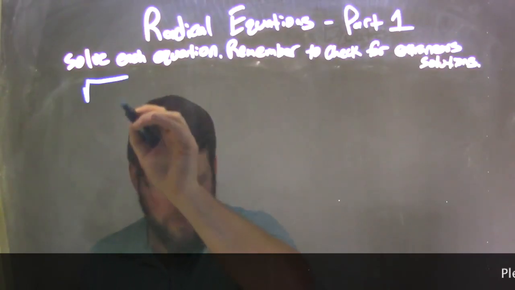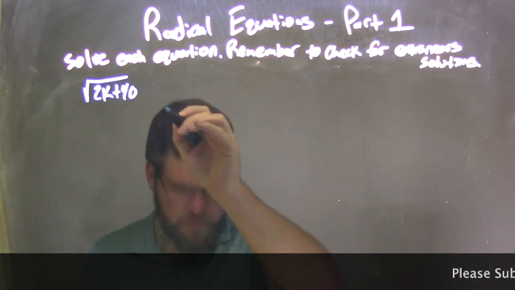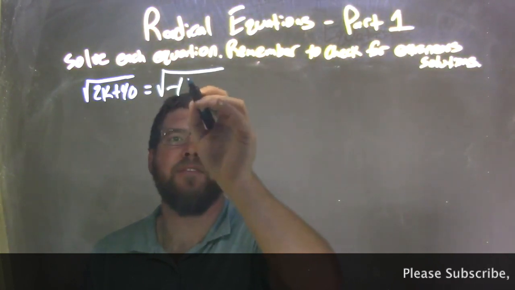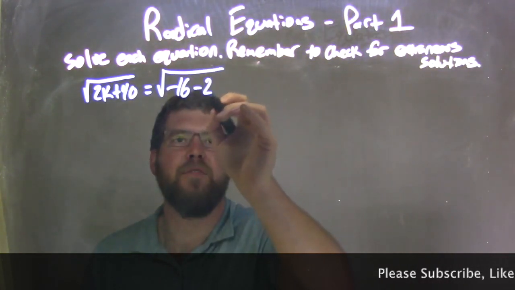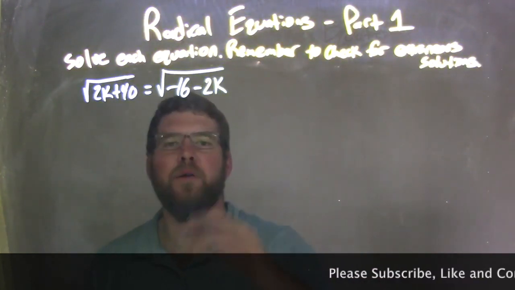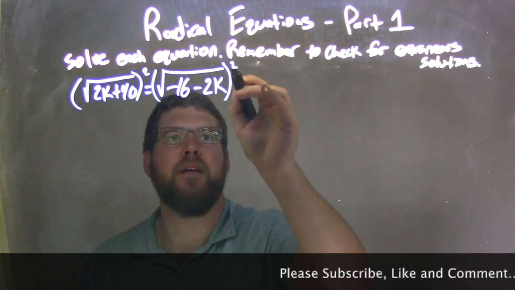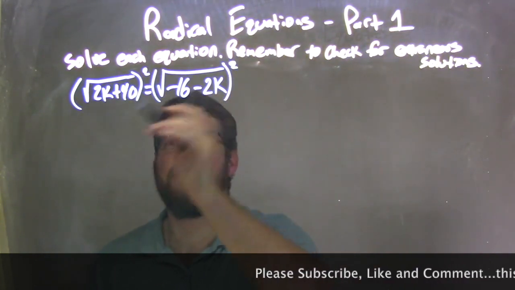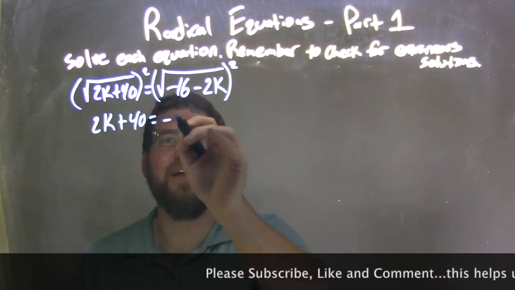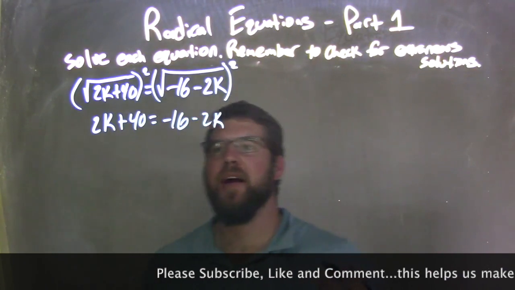Square root of 2k plus 40 equals the square root of negative 16 minus 2k. Well, I'm going to square both sides. Both radicals are isolated, so I can square both sides to eliminate them. And it's a 2 for 1 special here, deleted. So we have 2k plus 40 equals negative 16 minus 2k. So let's bring our k's together and our numbers together.